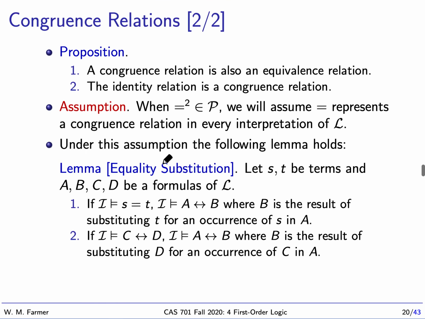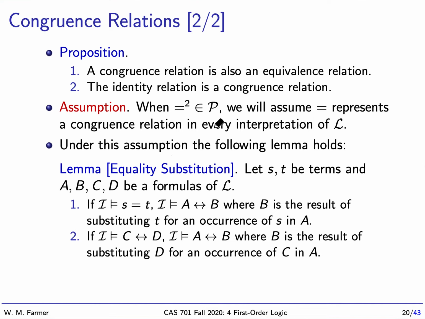Okay, so there's a couple obvious things to say. I've already pointed out one thing. A congruence relation is also an equivalence relation, and the identity relation is a congruence relation. An identity relation is a relation that says two things are related if and only if they are identical. And often when people talk about equality, they mean the identity relation. Okay, so I've talked about all this so I can mention an assumption we're going to make.